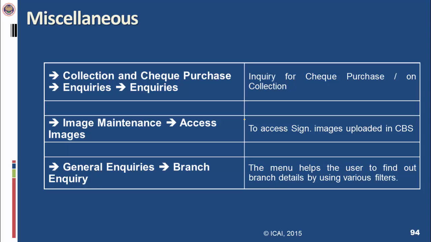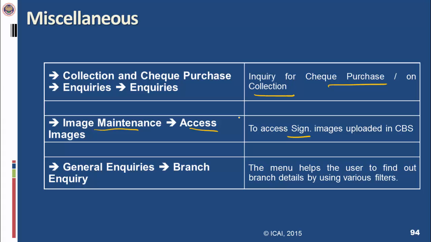Right, now we are on the miscellaneous side, that is the collection and check purchase inquiries, and inquiry for the check purchase and collection transactions. In the earlier case, it was the BI and the FBI module. Image maintenance, that is to access signature and the board resolution. We can use the image maintenance and access images. Journal inquiry and the branch inquiry help the user to find out branch details by using various filters.